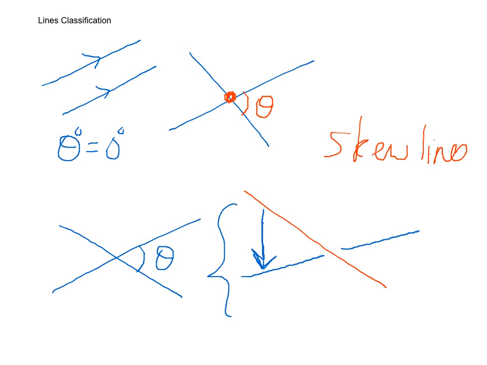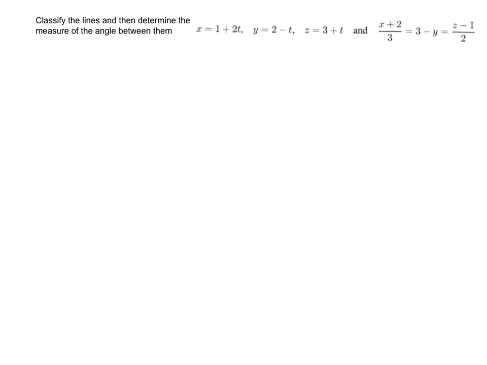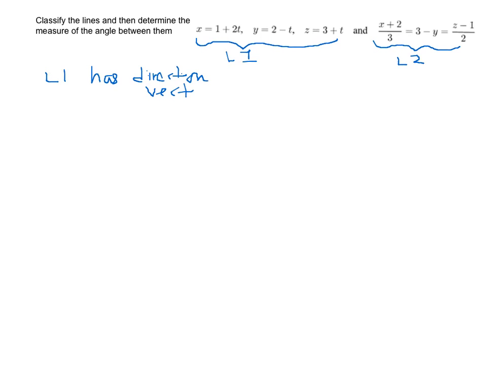Now let's look at examples about classifying two lines and also finding angles between the two lines. And look at this problem here. For this first line, I'm going to call it L1. The second line, I'm going to call L2. And L1 has a direction vector, and I'm going to call this direction vector U.